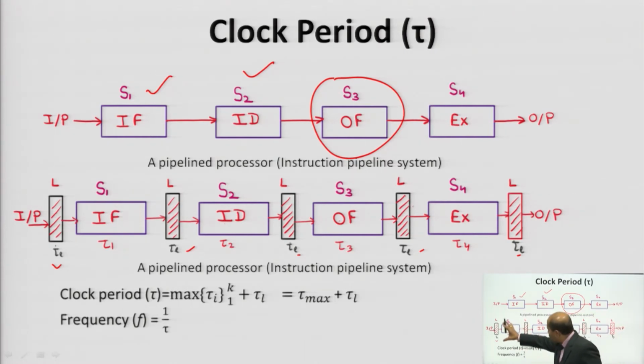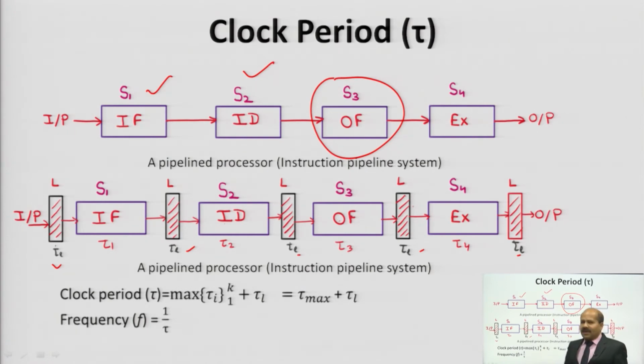So, how can the clock cycle be decided, or what should be the clock cycle of this particular system? The clock cycle is the maximum of the segment times, which is the slowest one. We have to consider the slowest segment's time period, because if this segment is the slowest, it will become a bottleneck again if we do not consider its time. That is why it is written as maximum of tau i plus tau L.